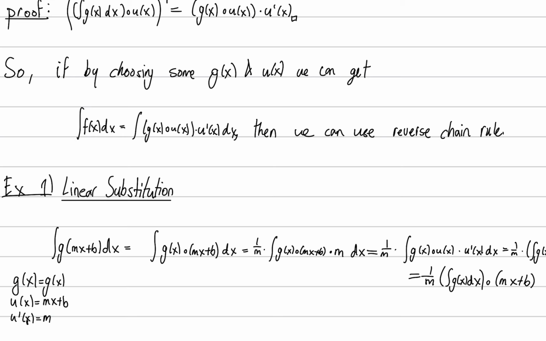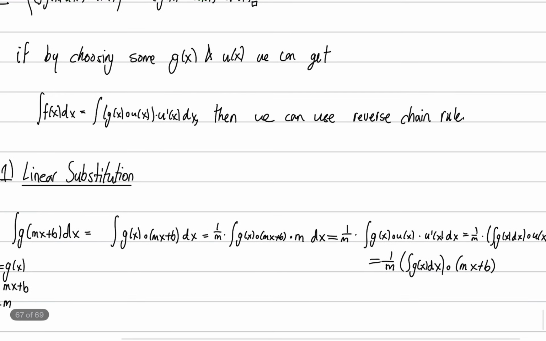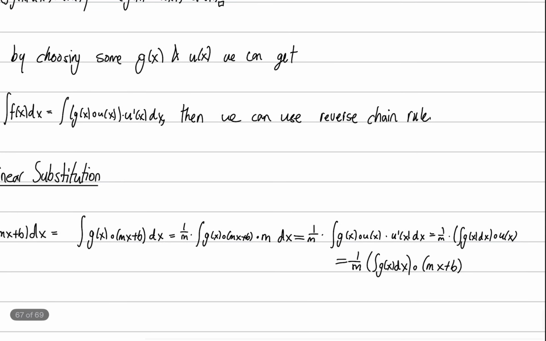So we want to multiply by m, but in this case, since m is a constant, we might choose to do that by multiplying 1 over m outside and m inside. This only works again because m is constant, right? Otherwise, we can't do this. Then, of course, we just use our reverse chain rule and we get this.